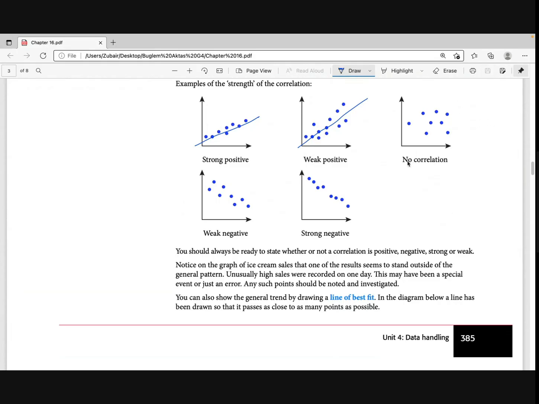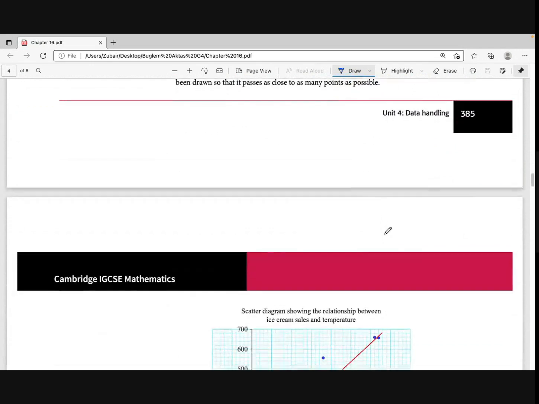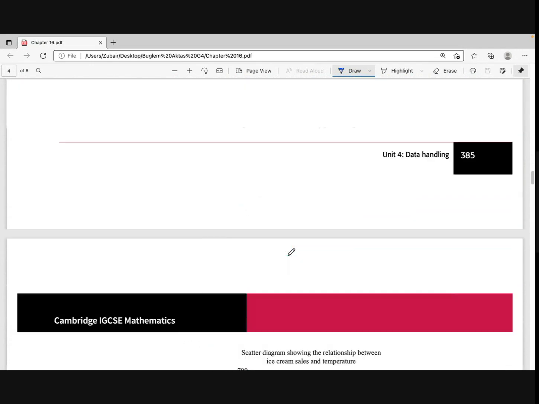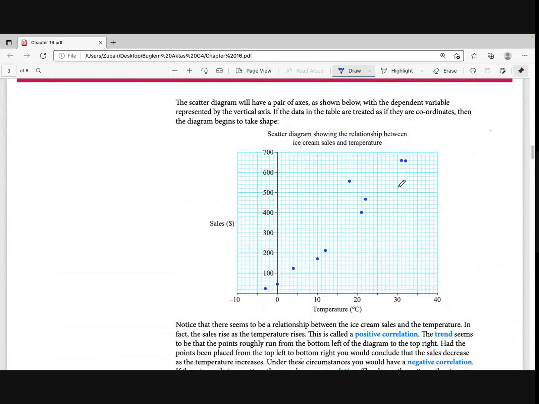No correlation. And again, this second one is strong negative because all of them are close to the line. And this is weak negative. And we call this line of best fit. Now see, this is the same graph as this was.